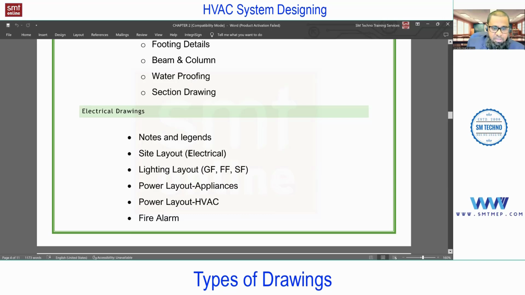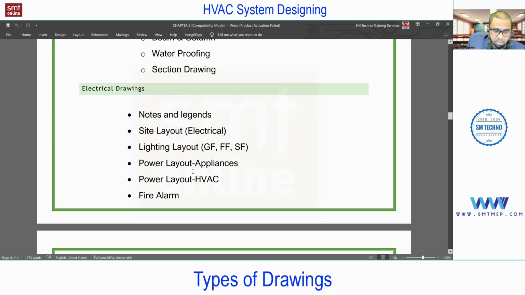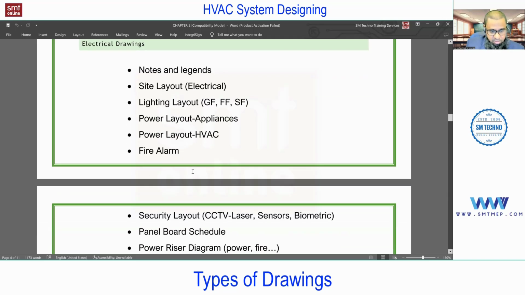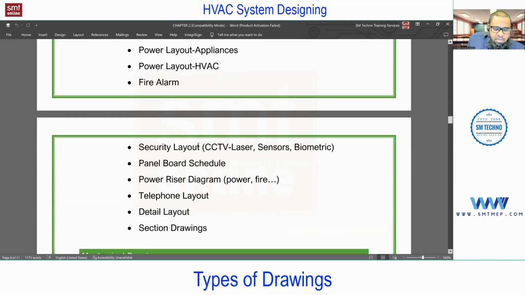Next, electrical drawings. Again, notes and legends, site layout. The lighting layout is required at the time of placing the AC terminals to understand the location of light fixtures, because if some area in the false ceiling is occupied by a light fixture, we cannot use that, no? So this lighting layout is required. Next, power layout for appliances, then power layout from the HVAC point of view, because we provide the equipment information to the electrical people so that they can calculate the mechanical equipment loads, HVAC, plumbing, and firefighting. Next, fire alarm, security layouts, etc. I've just given the list; you can go through it once.